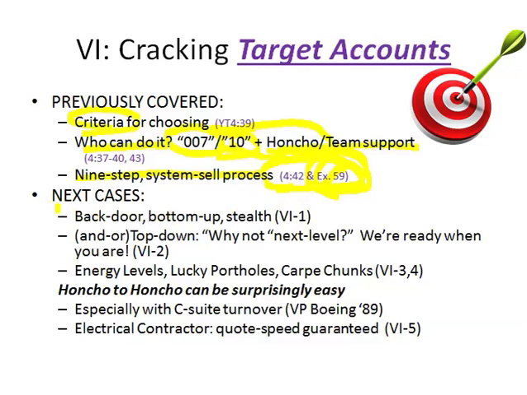So in the cases to come, we'll look at situations where we weren't able to get in the door, so we sneaked around and went in the back door bottom up and got a lot of information before we then tried to get into either the purchasing agent, buyer kind of person, or the vice president supply chain. And/or we could simultaneously start a top-down approach, maybe with letter writing, and I'll give you a case study of saying, hey, whenever you're ready to go to the next level, we're ready when you are. So we'll see that in 6.2.